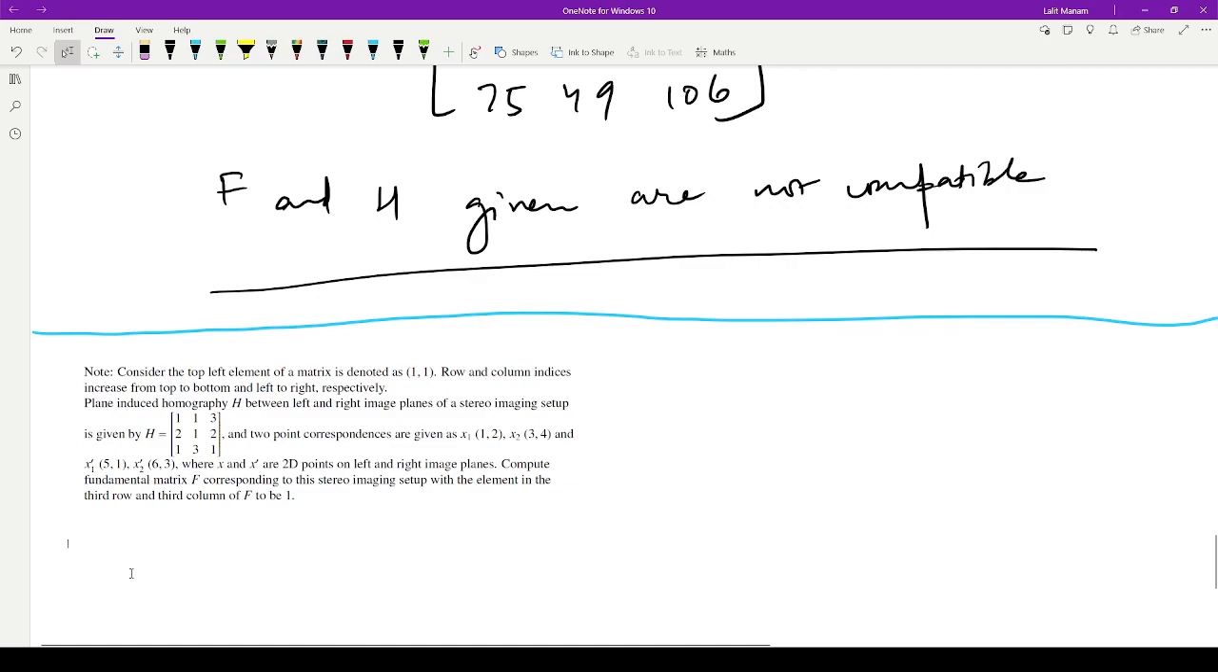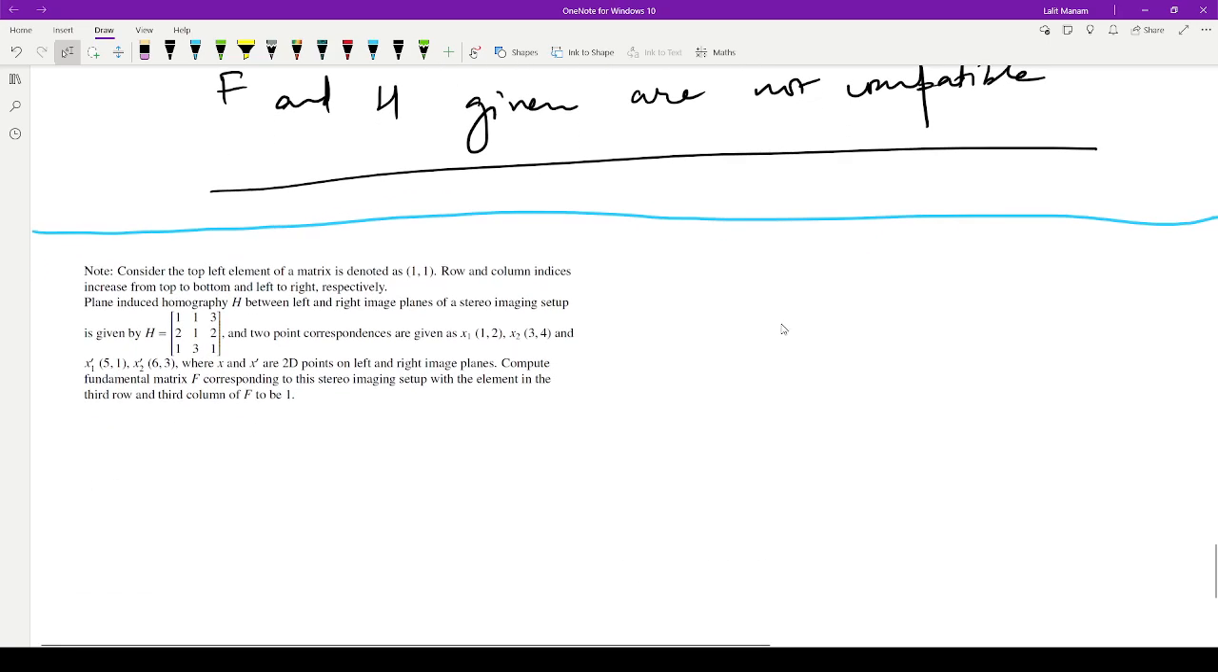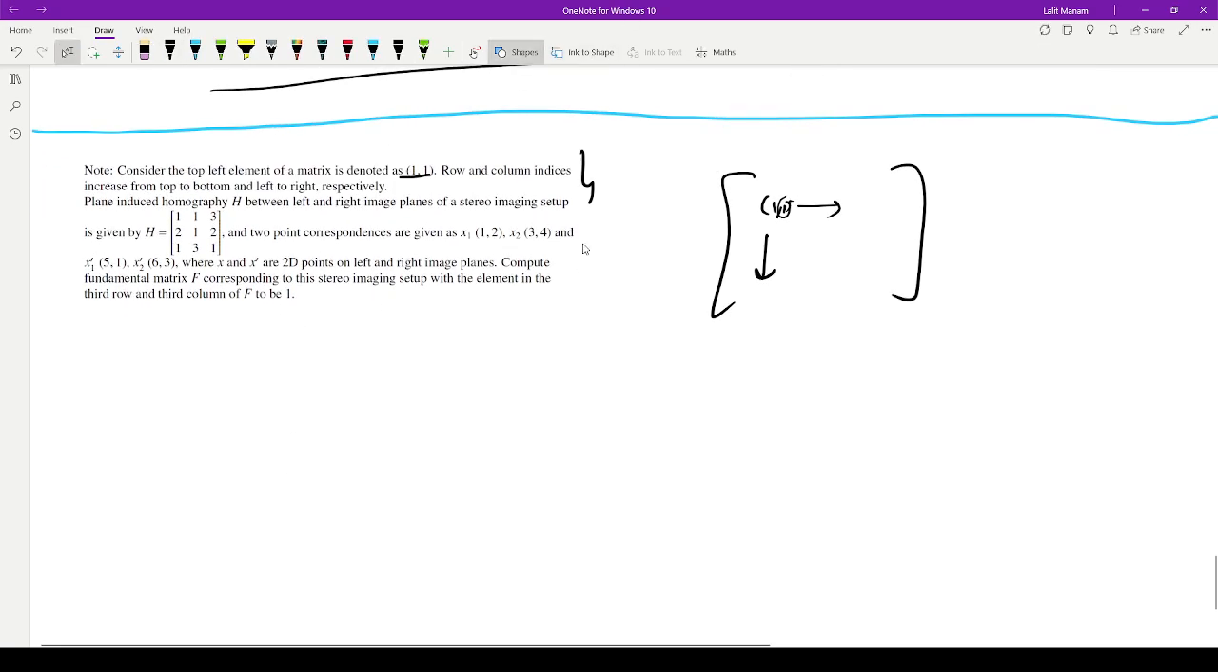So we have, okay, they are just trying to give the convention. What does it mean? If you have some matrix like this, this is the 1 comma 1th element, this is the row index, and this one is the column index. That's all. Okay, plane induced homography H between left and right image planes of a stereo imaging setup is given by this homography. Again, we have some plane induced homography.